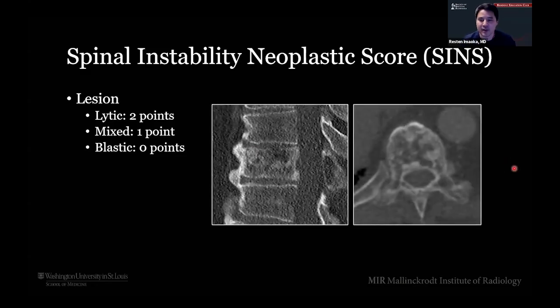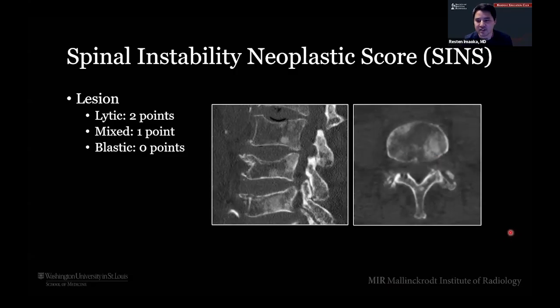Is it mixed? So we've got both blastic, sclerotic components mixed in with some lytic components, which we can see nicely here on the CT. Or is it just purely blastic? This person has multiple chronic fractures here. You can see it's metastatic prostate, so all these little blastic lesions here in the setting of this otherwise osteopenic bone.